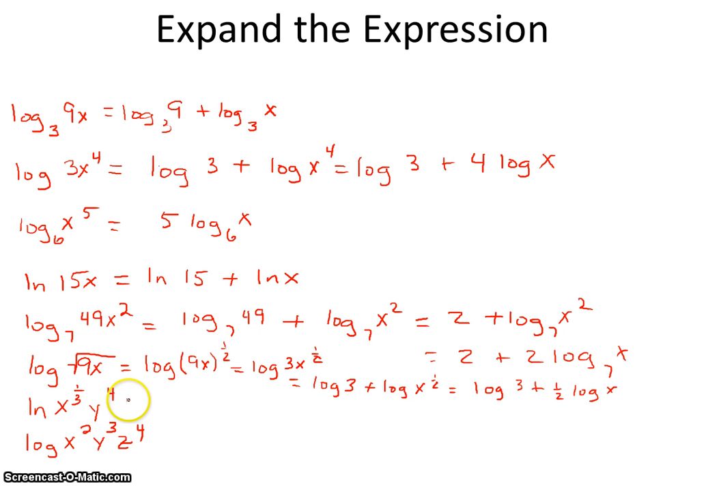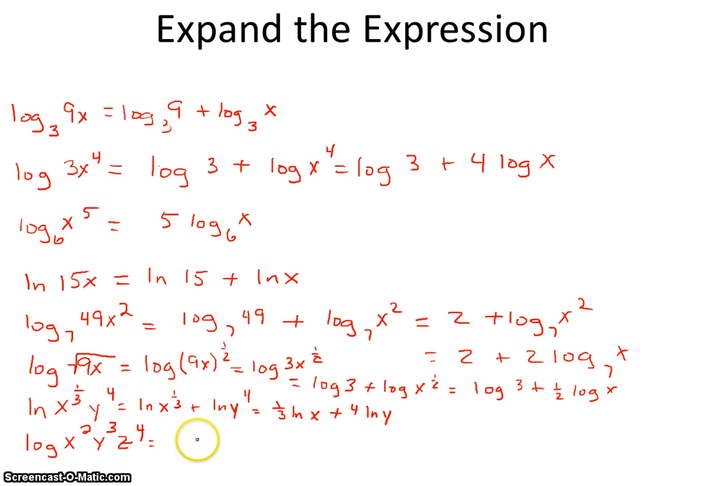This one, we're going to do product first, so we have ln x to the 1/3 plus the natural log of y to the 4th. Now I'm going to use the power property, so I have 1/3 natural log of x plus 4 times the natural log of y.